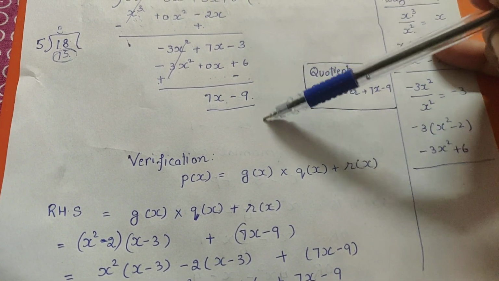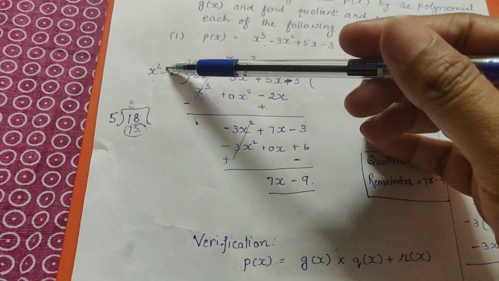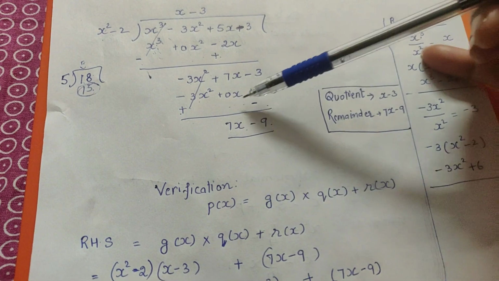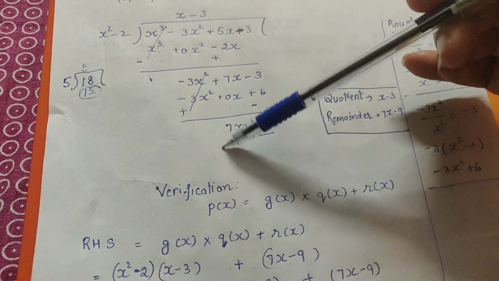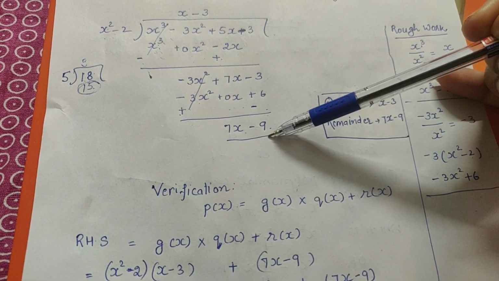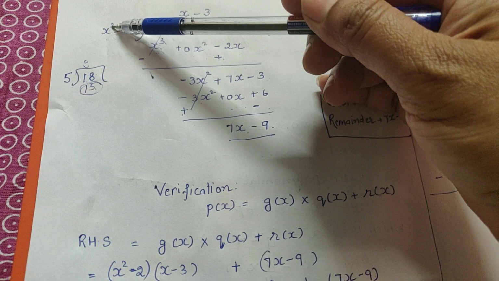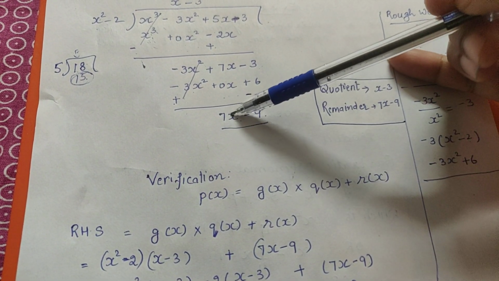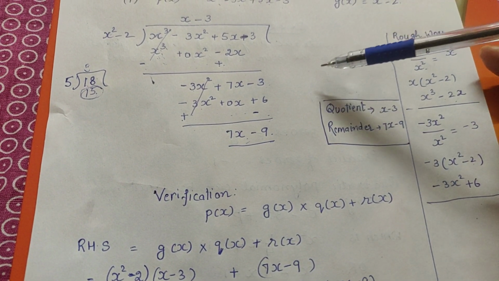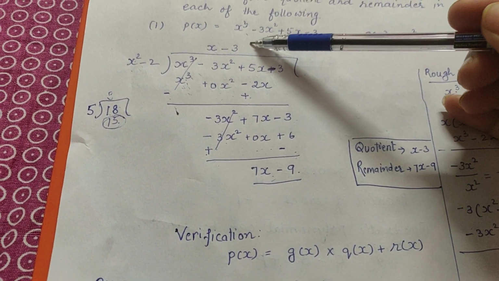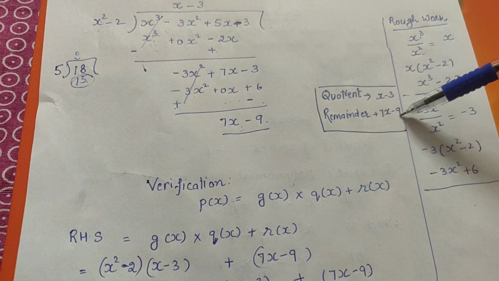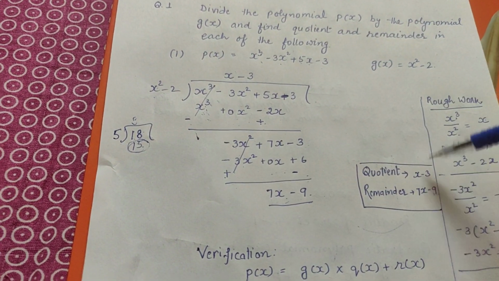Now the question is, where should we stop? Children, you have to check the degree of the divisor polynomial, which is 2. So whenever you get in the remainder a polynomial whose degree is less than the degree of the divisor, you have to stop there only. As you can see, its degree was 2, and here I got a polynomial whose degree is 1, so I have stopped here. The procedure will be stopped here. Now what is the quotient here? x minus 3, and what is the remainder here? 7x minus 9. Now this is your first part.